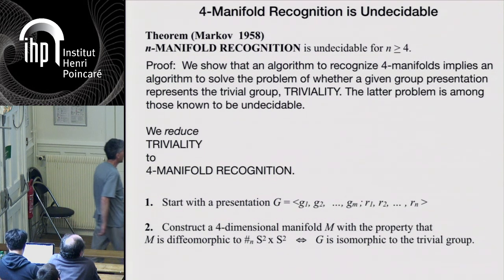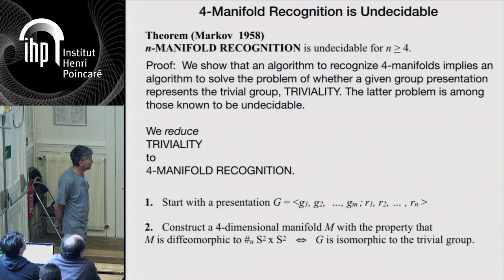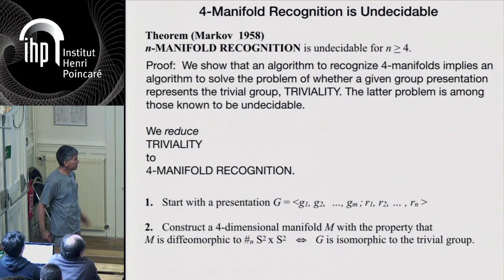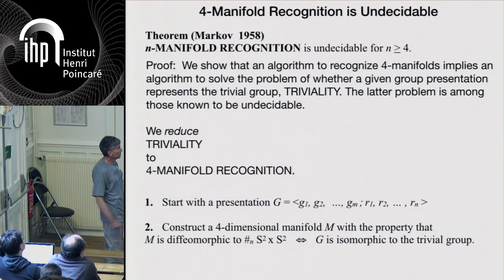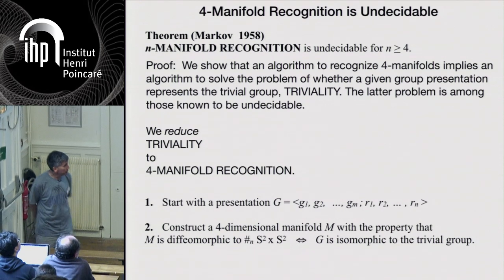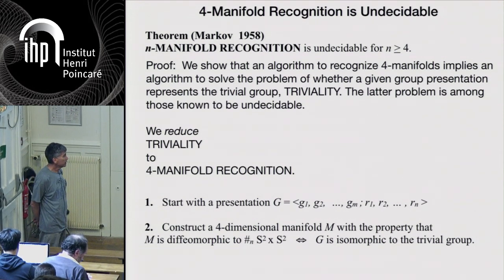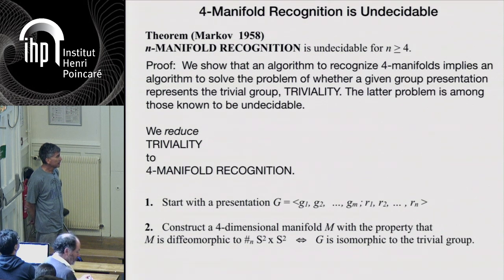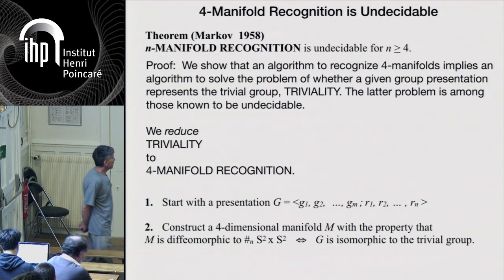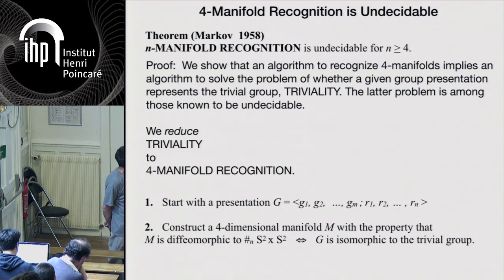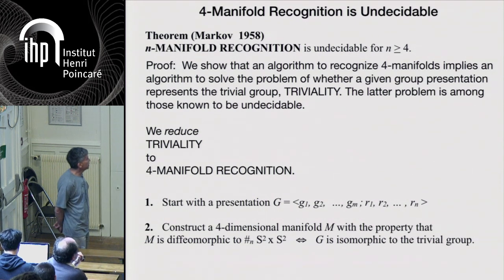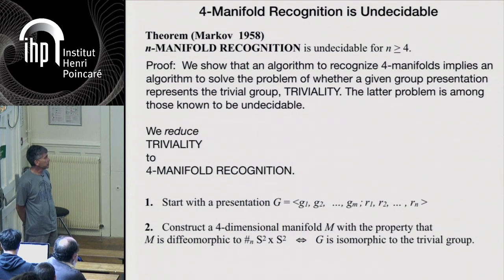if we can determine whether that manifold is diffeomorphic to a connect sum of n S2 cross S2s, so S2 cross S2 is a particular four manifold, and connect sum is an operation where you glue four manifolds together by removing four balls and gluing together along the three-sphere boundary you create. So we're going to construct a four-dimensional manifold with the property that we can answer whether it's diffeomorphic to a connect sum of S2 cross S2s if and only if a certain group, G, is isomorphic to the trivial group.